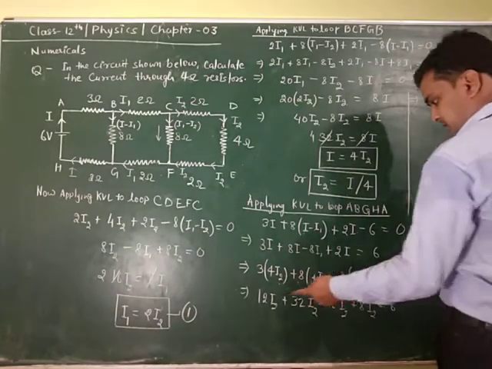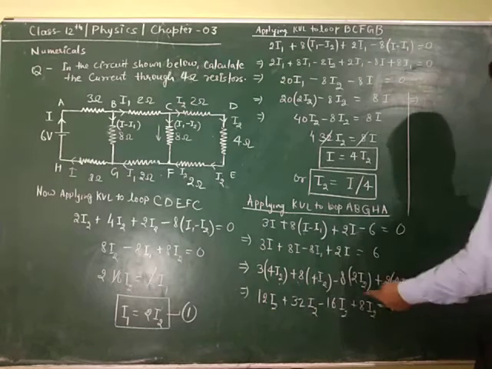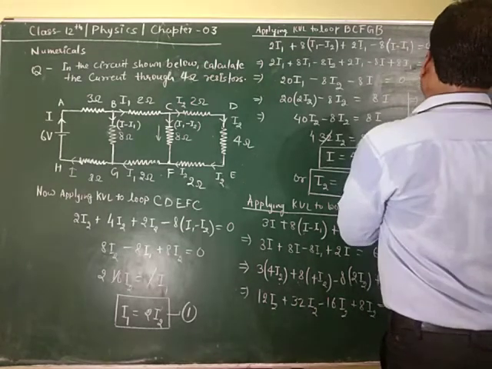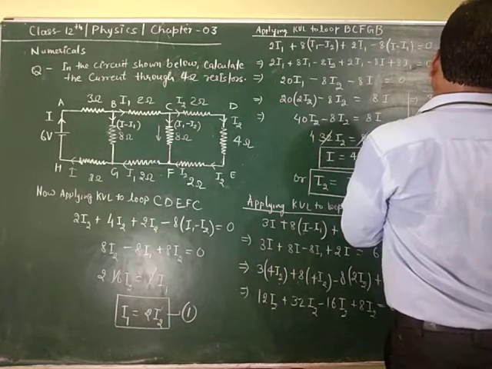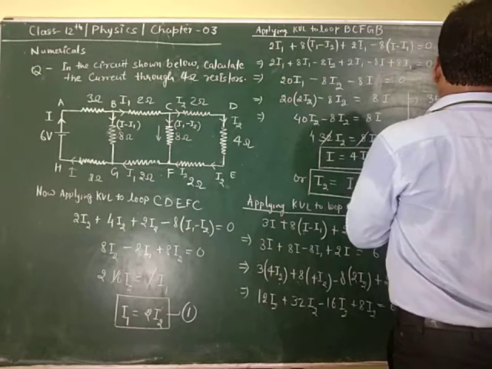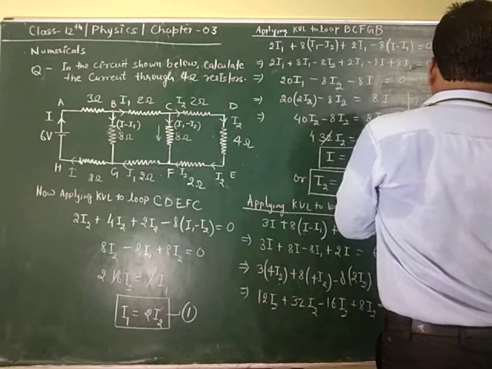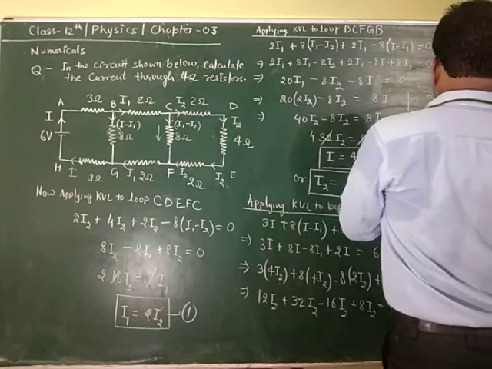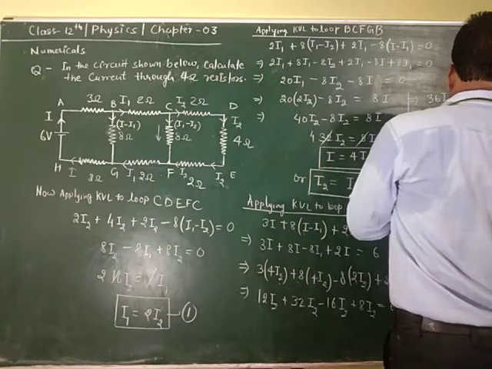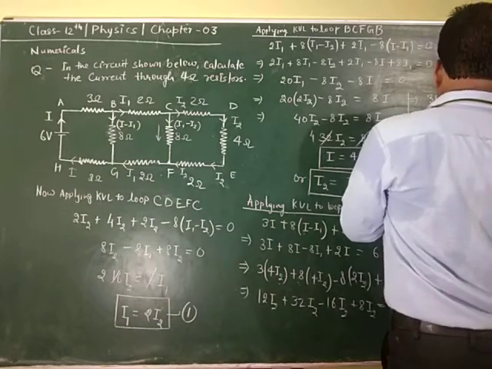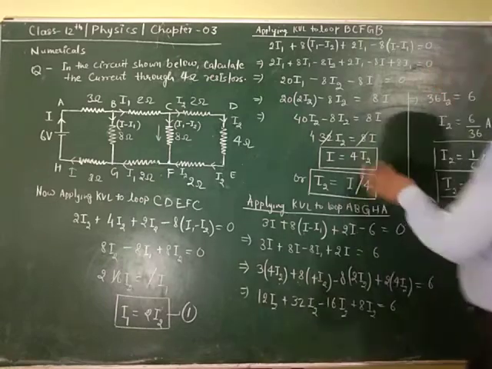When you add or solve this, you will get 36I2 only. So 36I2 is equal to 6 and I2 is equal to 6 by 36 ampere, and I2 is equal to 1 by 6 ampere, or I2 is equal to 0.17. These are the answers. So this is the solution of this question.